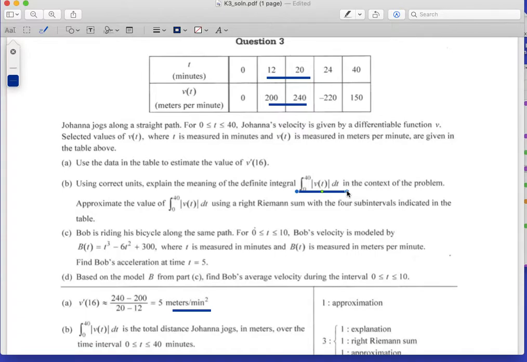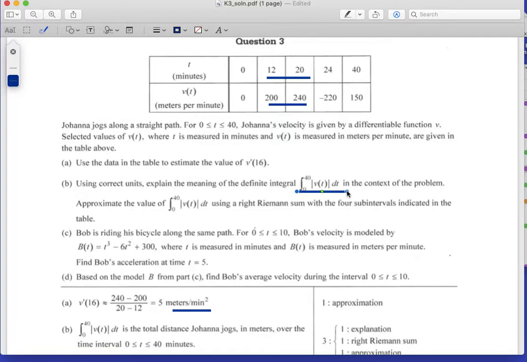So it's the integral from 0 to 40 of the absolute value of a velocity function. Well, if the absolute value wasn't there, the definite integral from 0 to 40 of v, just plain v, is displacement. The difference in position from where you started to where you finished.